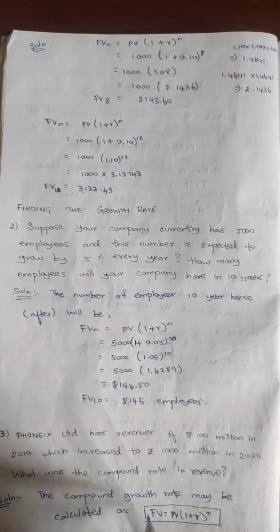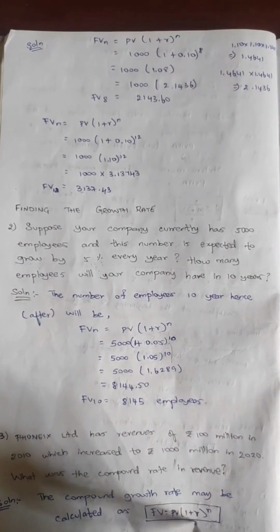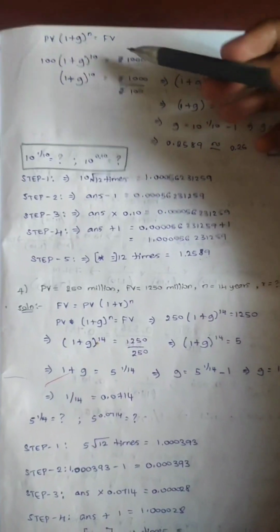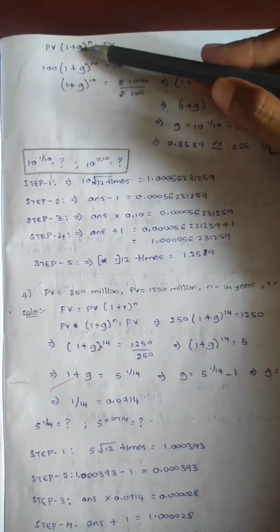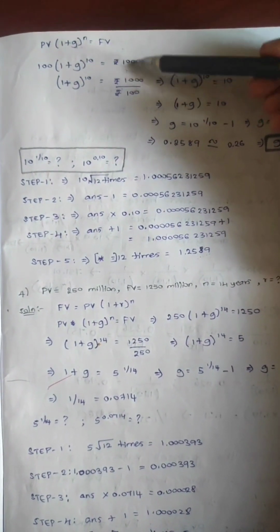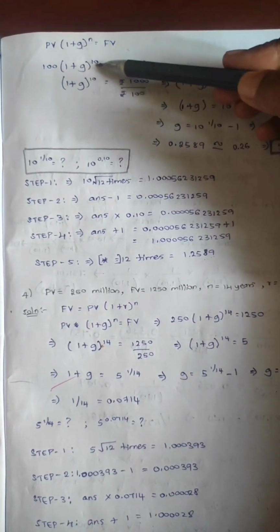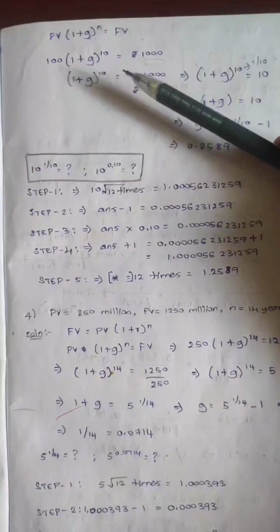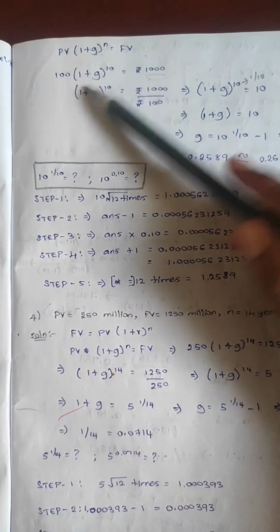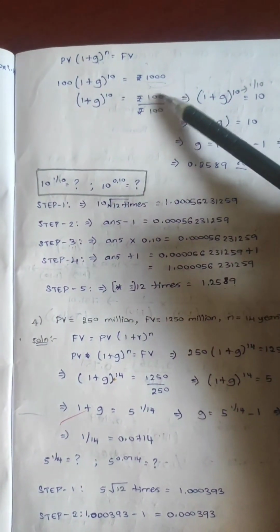The formula we use here is the future value formula, but instead of r, we will be putting g and finding the value. Let's see. We are substituting g in the place of r and writing the values given: future value as 1000, present value as 100, and number of periods as 10 years. While calculating, we bring all numbers to one side, so we bring this 100 down under the 1000.